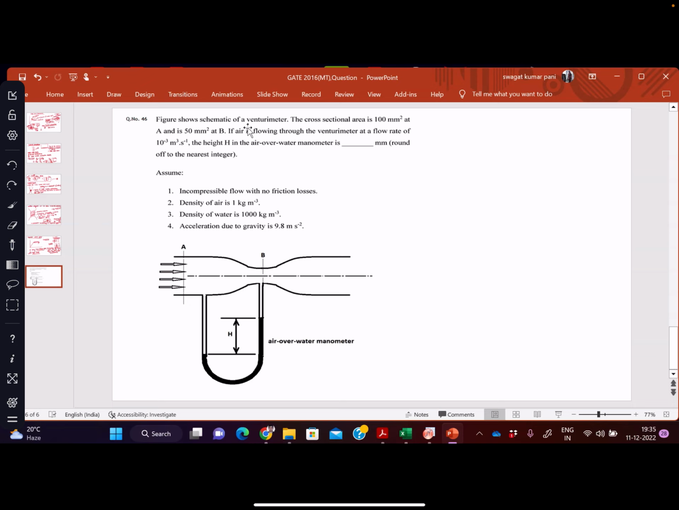The question shows the schematic of a Venturi meter. The cross-sectional area is 100 mm square at A and 50 mm square at B. The flow rate is given as 10 to the minus 3 meter cube per second, and all the data are given: incompressible flow, density of air is 1 kg per meter cube, density of water and acceleration due to gravity are given. We have to find the height h in the air over water manometer in mm.